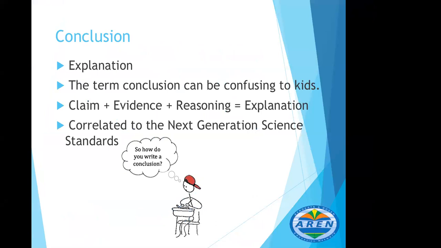And when I was thinking about conclusion, one of the things that we look at is that it's an explanation for that investigation. But kids, I'm sure you've had a lot of experience, they get confused by the term conclusion. What does that mean? And one of the ways that we've been able to help kids write up an explanation or a conclusion better is using CER, or claim, evidence, and reasoning. And that's why you see it there, that claim plus evidence plus reasoning equals explanation.